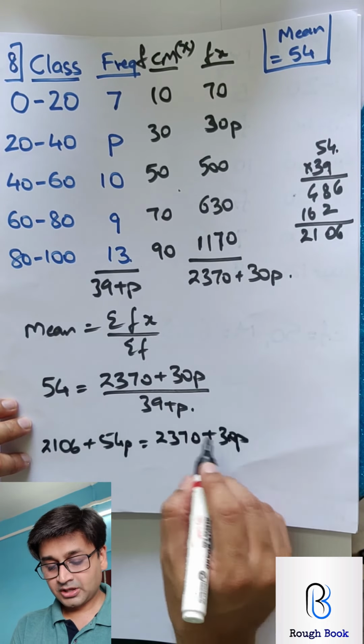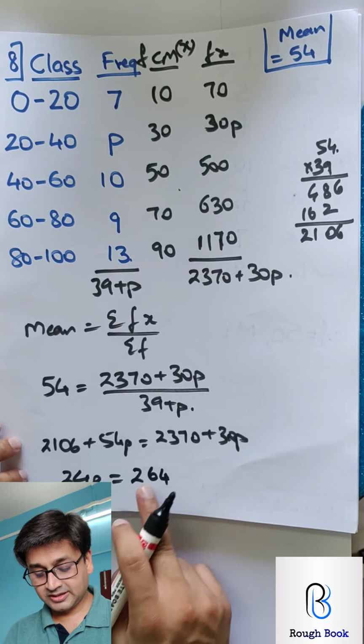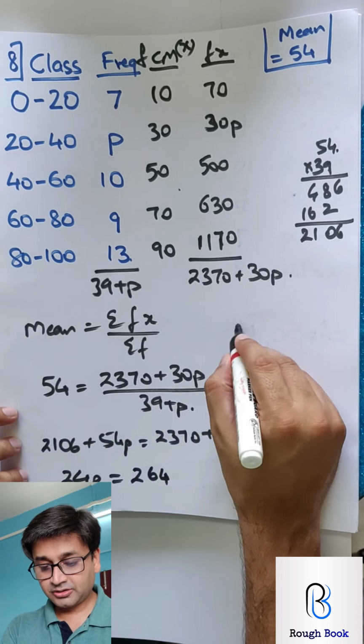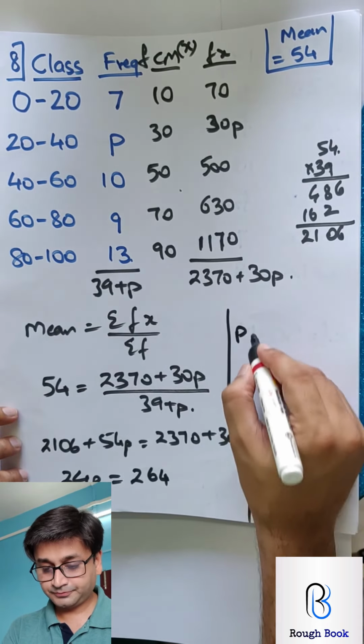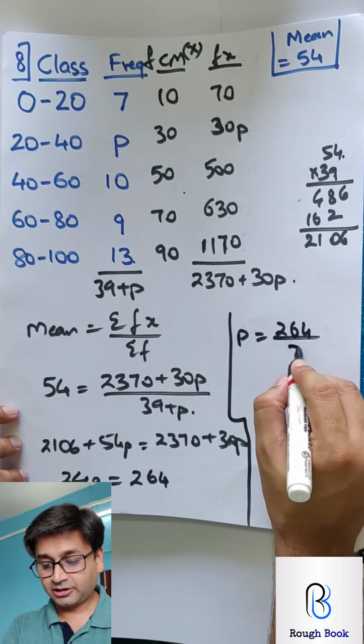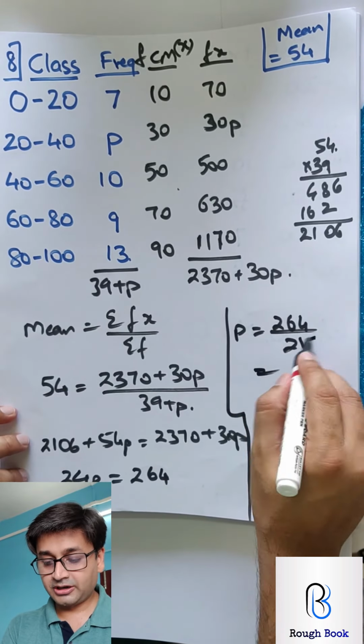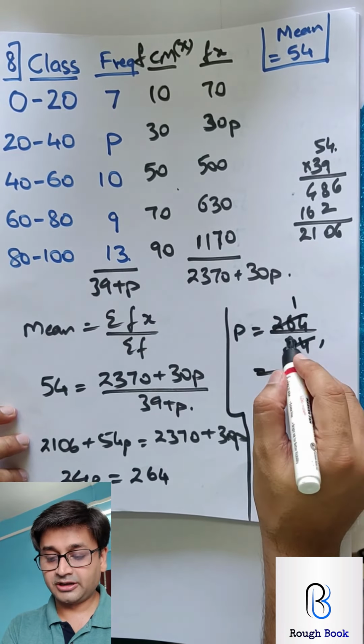So 30p coming here becomes 24p. This 2106 going on the other side, so we'll have to subtract 2106 from 2370. So that will be 264, I guess. Let's add: 6 and 1 is 7, 2 and 1 is 3. Perfect. So finally my p becomes 264 by 24. So p becomes 11. Did anyone manage to get the value of p as 11?